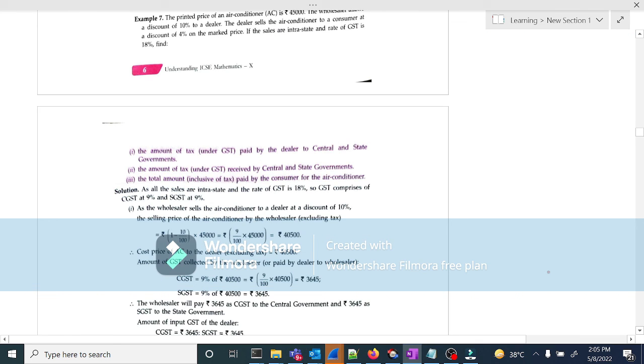With this I'm ending today's video. Today's video covers concepts around GST and examples till the 6th. From the 7th example, I will come up with a new video which will be part 2. In part 2 of the video I will cover all the examples from 7 to 15.